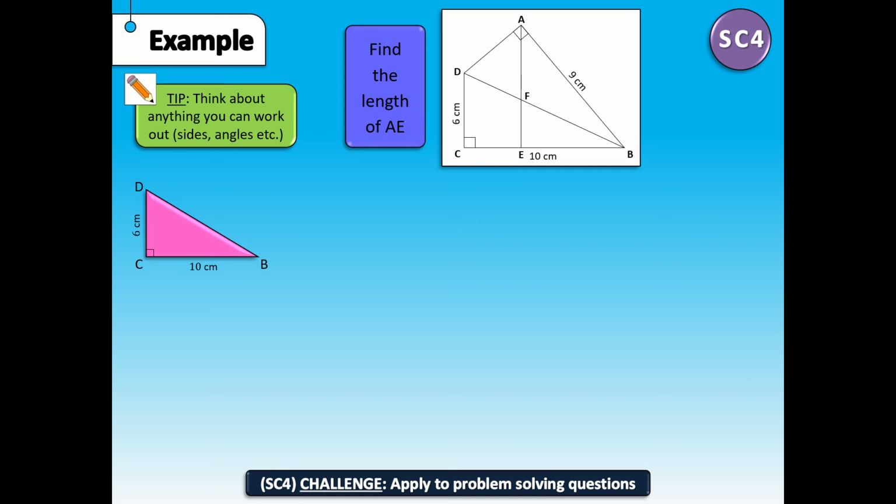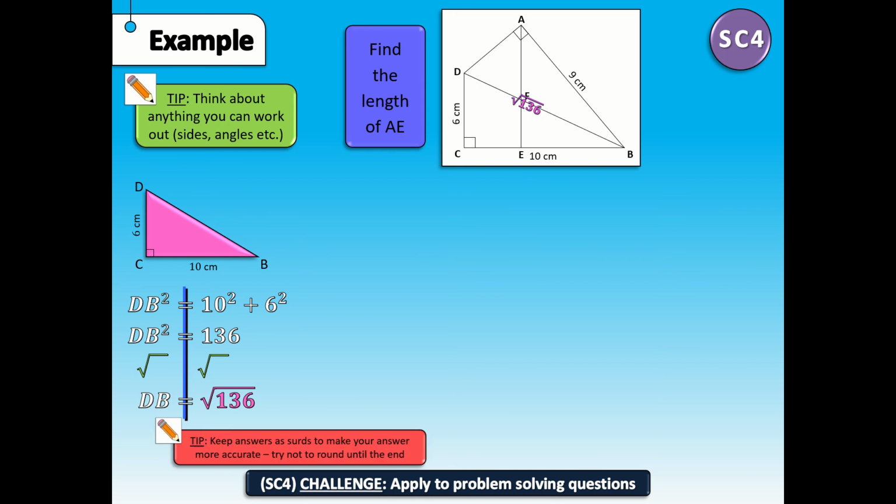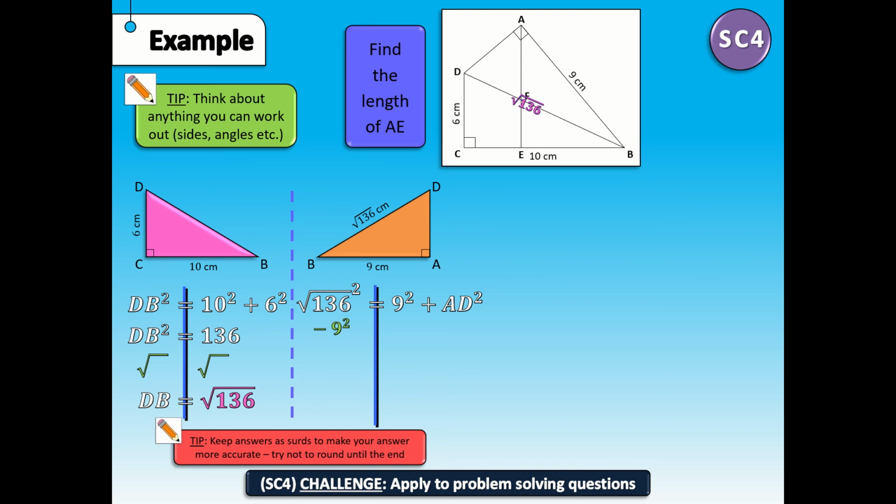So if I look at this triangle first, DCB, I can work out the third side through Pythagoras' theorem. So the hypotenuse, that side there, is the square root of 136. I'm going to leave it as the square root of 136 for now. Then I can look at this triangle, DAB, and I can work out the length of AD through Pythagoras' theorem again. So AD is the square root of 55.